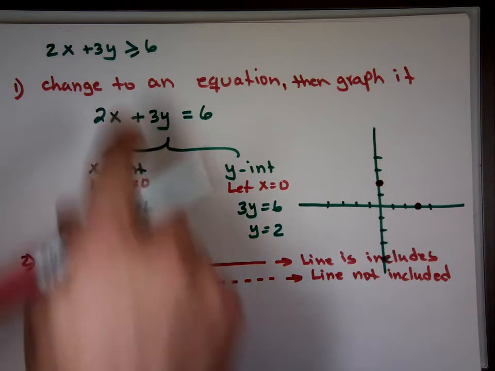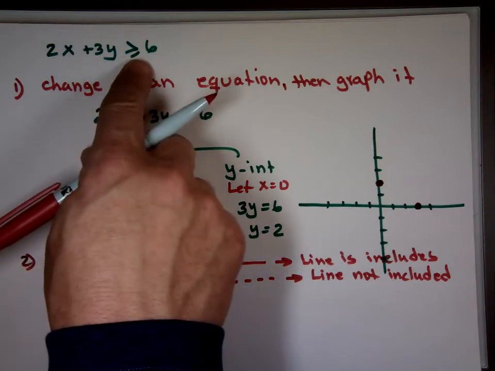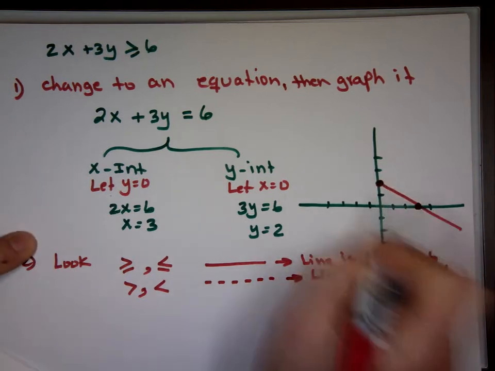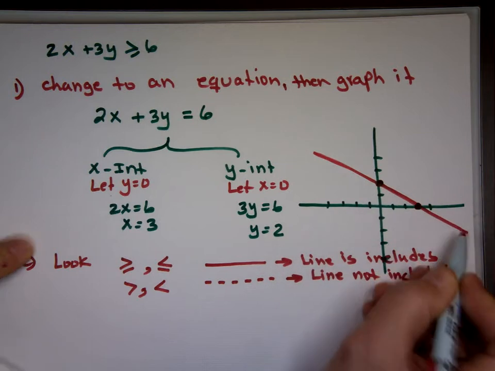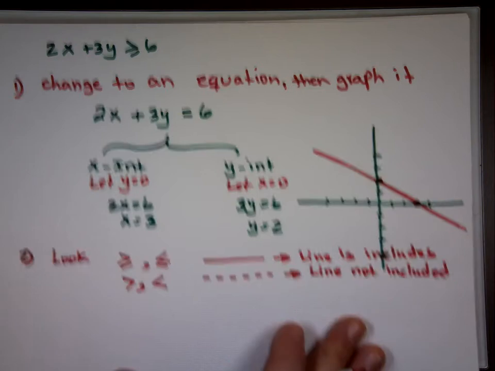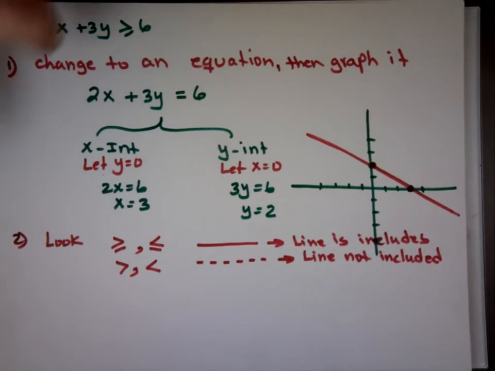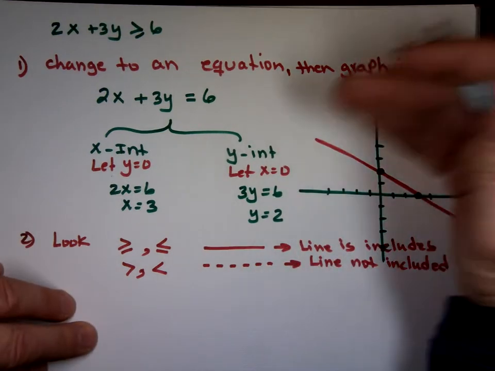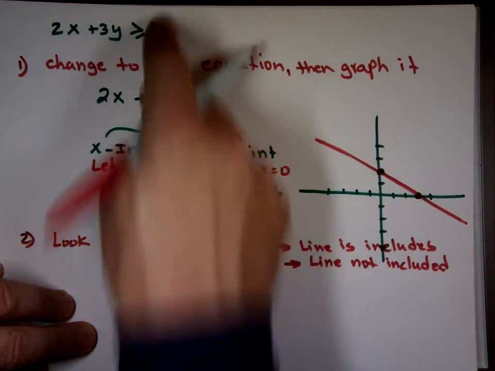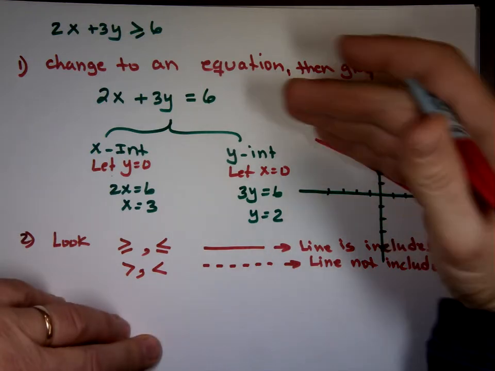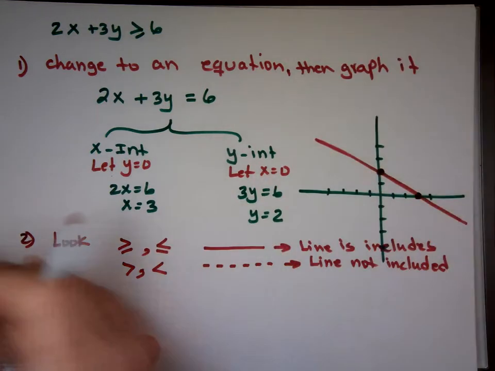Now let's take a peek at our inequality. Do we have an equal with it? So that line will be in this case what? Solid line. So step number 2 is done. Now here's the solution to yours. The solution to this problem is either going to be above this line or below this line. That's why we changed that to an equation, to find that line that's going to divide the solution area from the non-solution area.